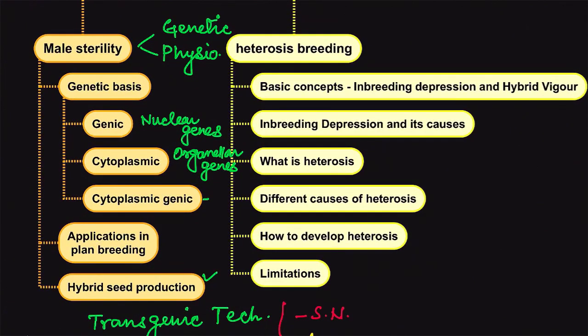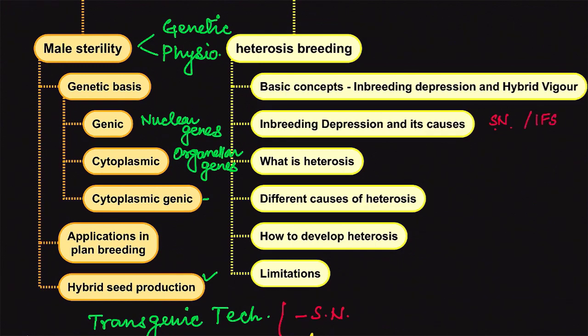So in heterosis breeding, you will be starting with the basic concepts of inbreeding depression and hybrid vigor. Once you have defined both of these with one basic example each, you should be coming to inbreeding depression and what causes inbreeding depression. It can be a standalone short note, especially in Indian Forest Service examination.